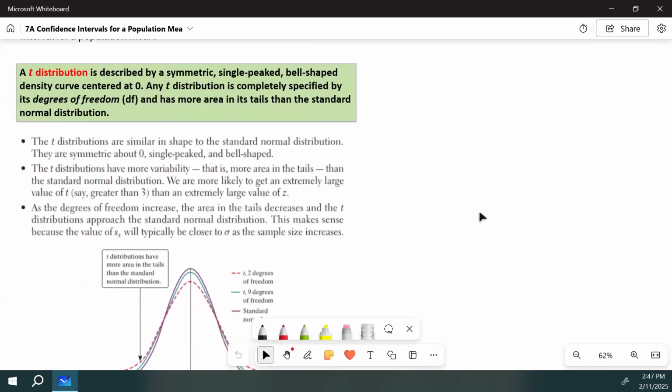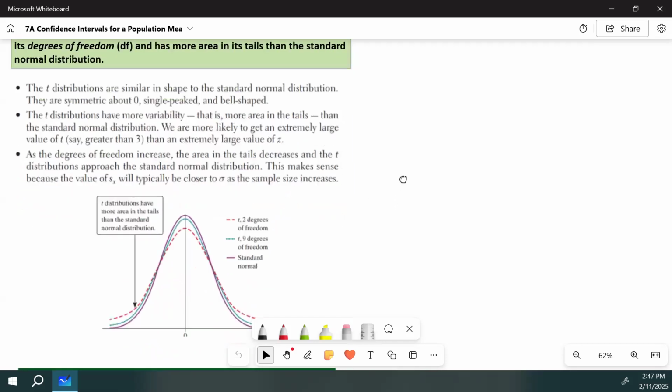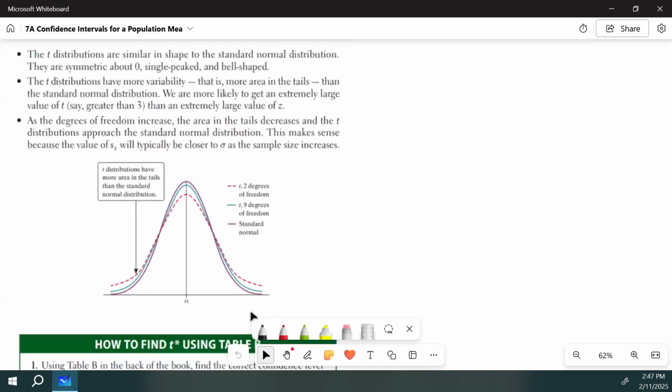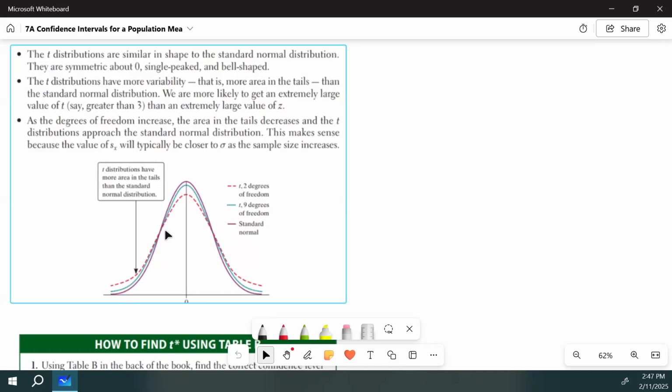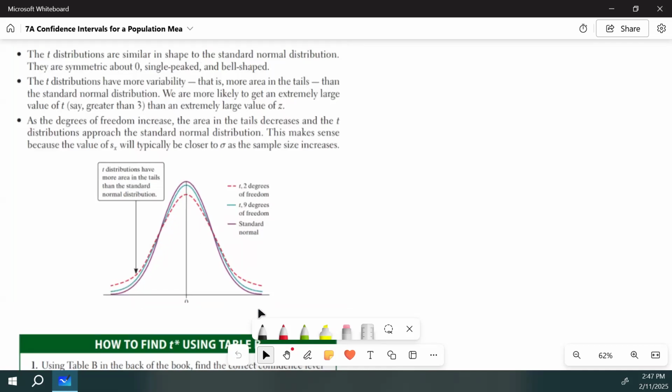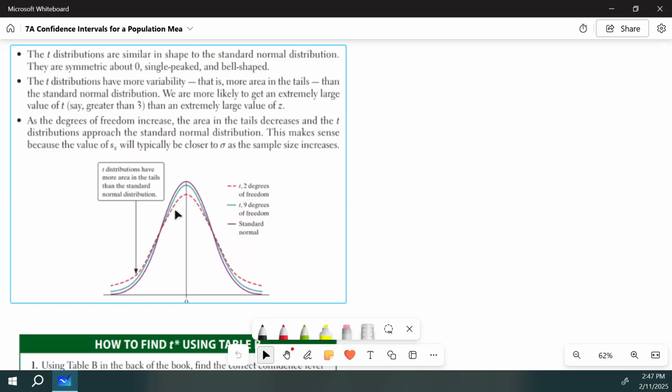But the T distributions are similar in shape to the standard normal distribution. Like we said, they're single peaked, they're symmetric about zero, and they are bell shaped. However, the T distributions have more variability. That is, there's more area in the tails. So here we have the purple graph, which is the standard normal curve. The dashed red line is a T distribution with 2 degrees of freedom.